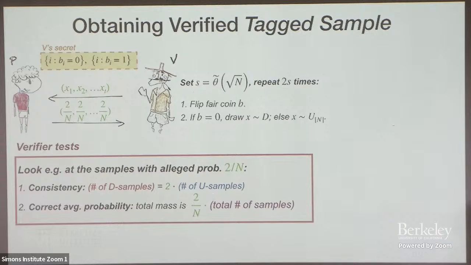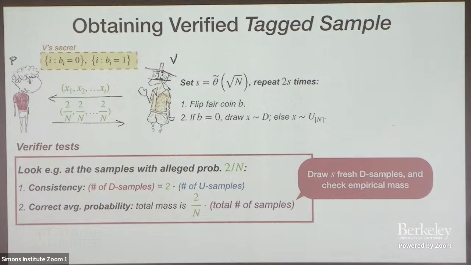The second test is that the verifier tests that the average probability of elements tagged 2/n is correct. How is this performed? It just draws a fresh sample from D and counts the empirical mass of the elements already tagged 2/n.